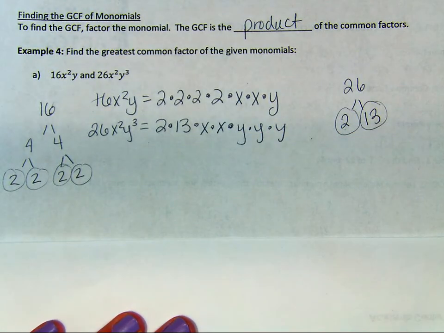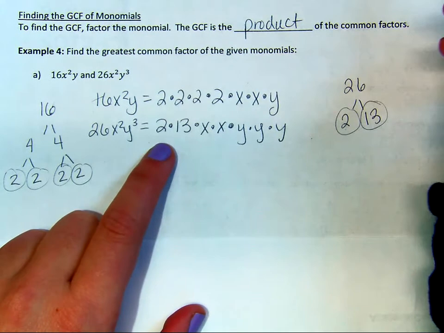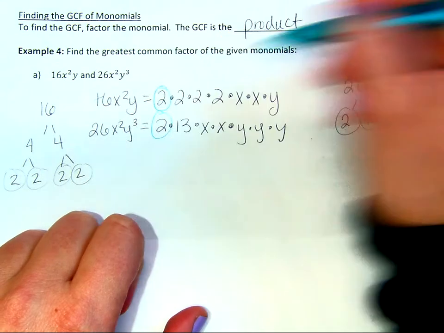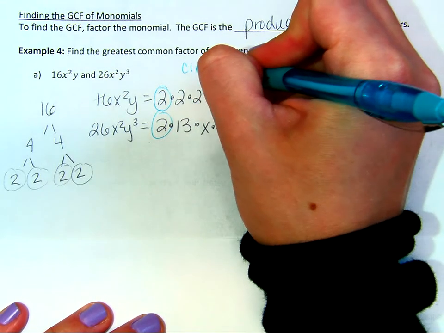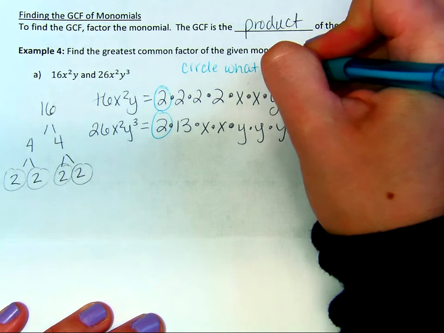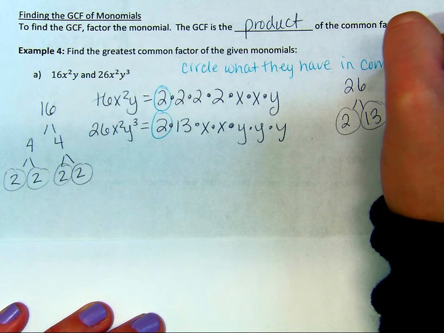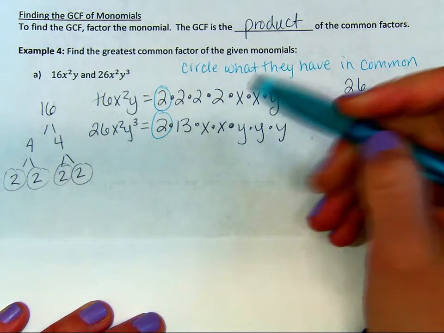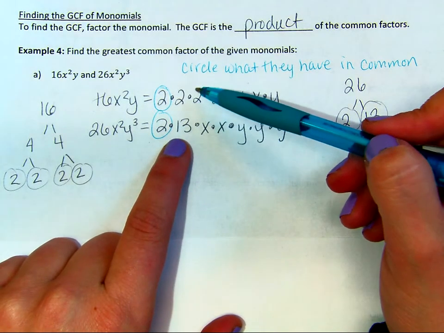Now what I'm going to do is circle whatever they have in common. So both of my expansions have a 2. I'm going to circle those. Again, we're circling what they have in common. They both had a 2. This one doesn't have a second 2, so I can't circle any more 2's.